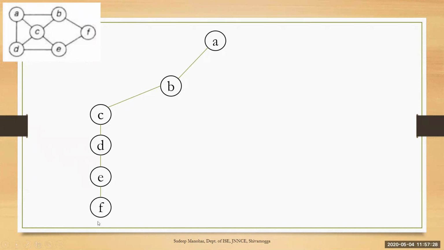Okay, this is a dead end. There is no way to go. So from F, there is no way to go to A. So that is a dead end. Now what you should do is you should come back to E. Backtrack now. Backtrack to E. When you backtrack to E, is there any other path from E? So there is a path to C and D, isn't it? But C and D are already part of the path expected cycle.